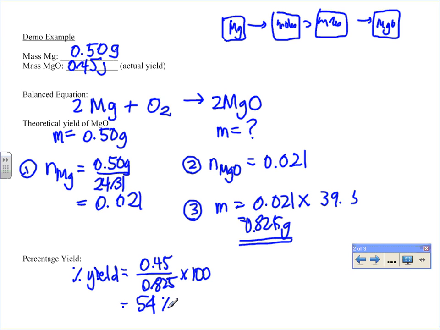Now this isn't a very good yield. And when you get a yield that's not close to 100%, you look to the experiment and the procedure that you did, and you want to look for errors that may have led to a percentage yield that was this low.